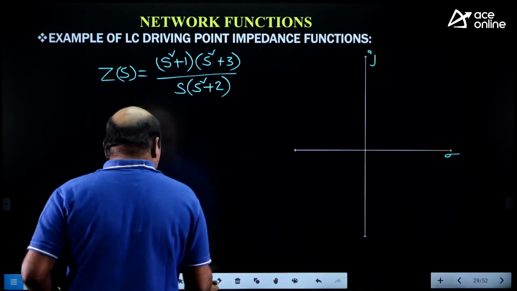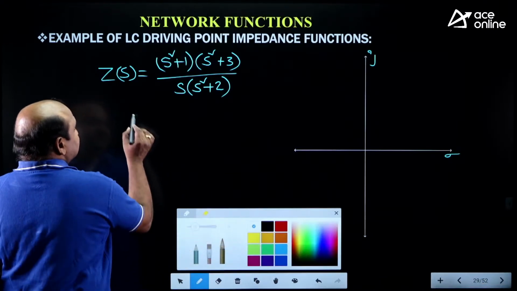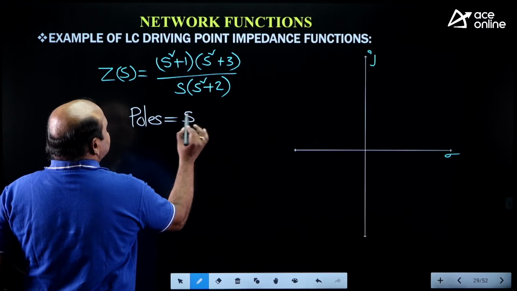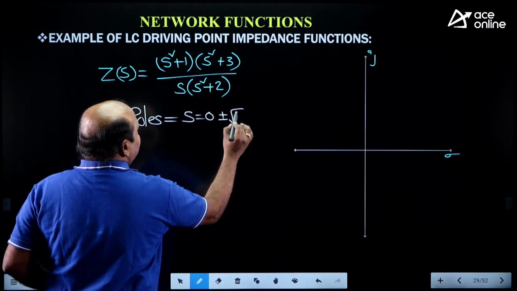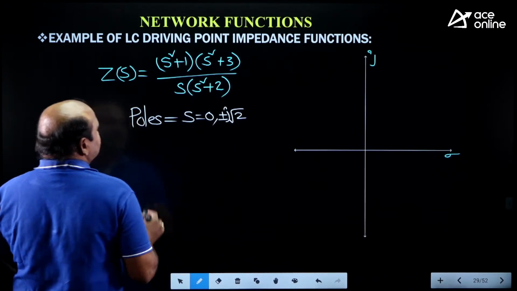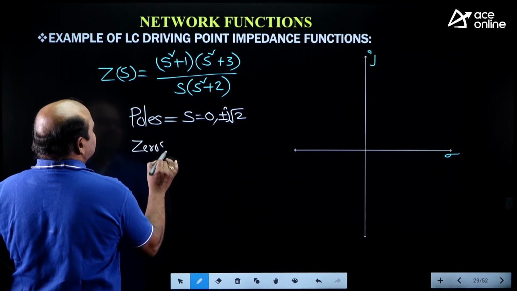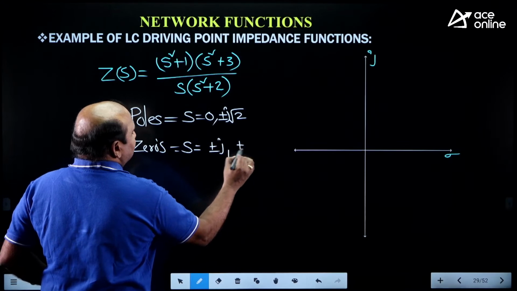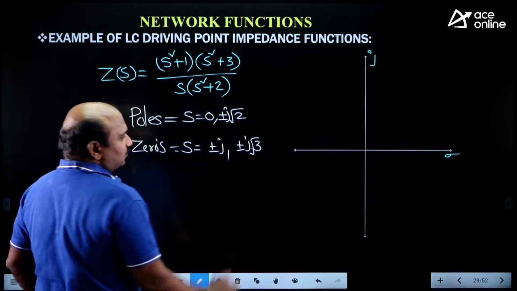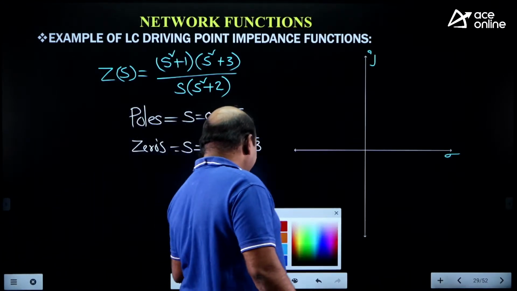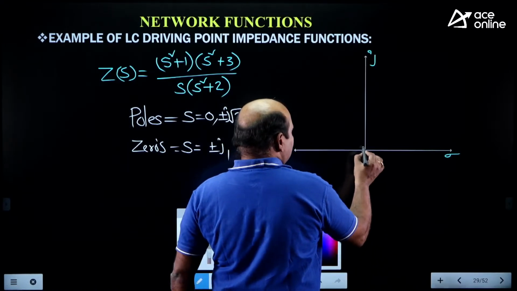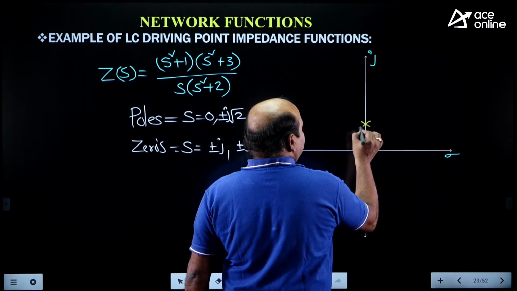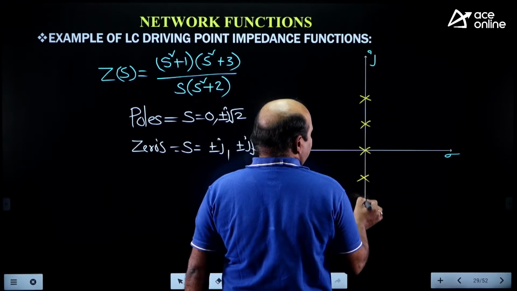Now let me consider that poles are what? Here poles: s is equal to 0 and plus or minus j root 2, and zeros, what are we having for zeros? S is equal to plus or minus j root 3. Guys, indicate this, whatever the poles and zeros, we are considering that poles are existing here and here and here and here and here.